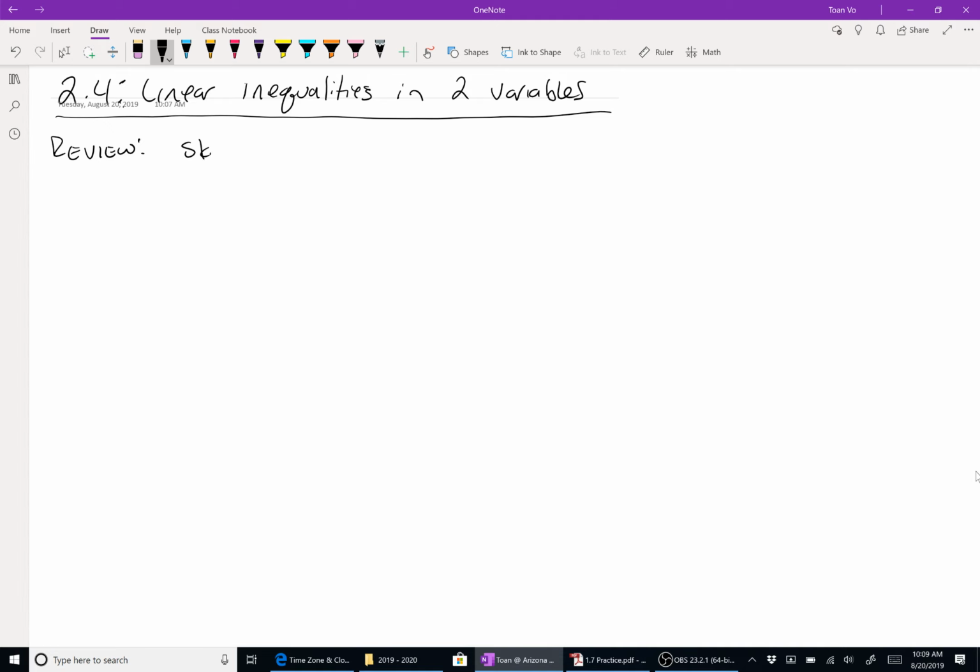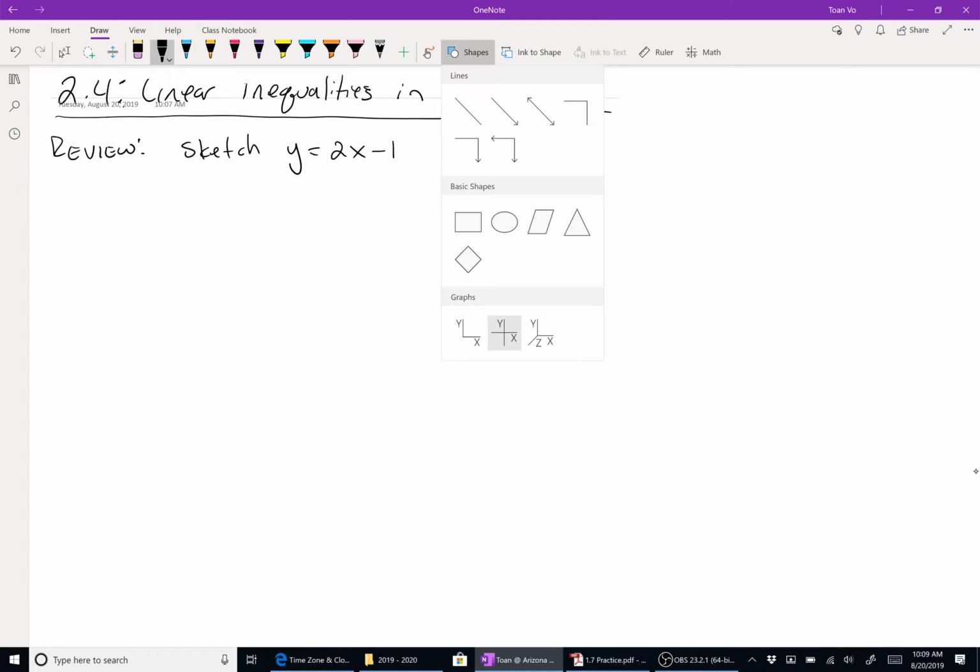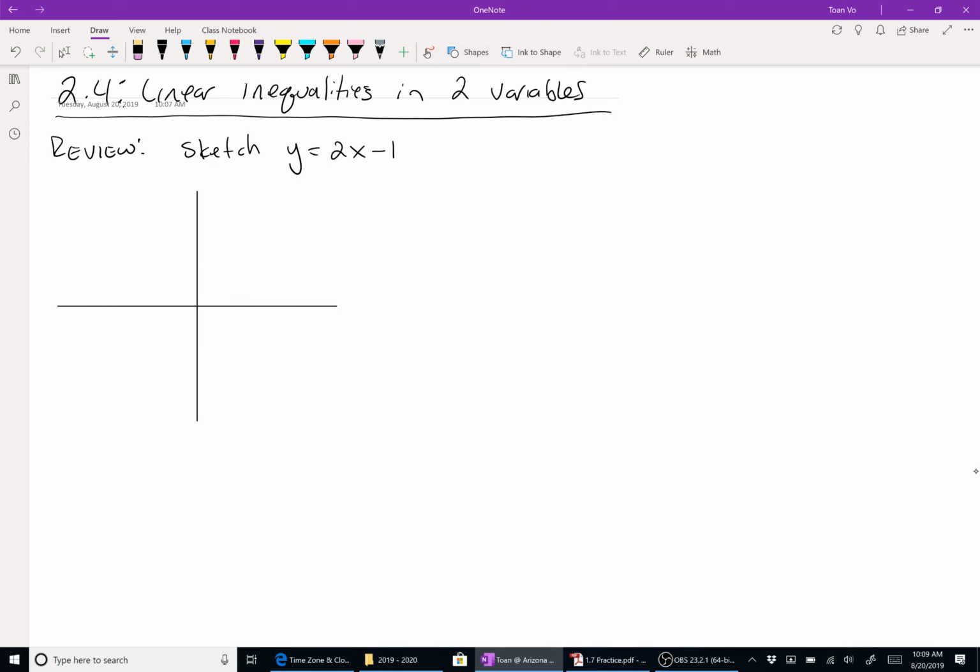Say, sketch y equals 2x minus 1. Just a quick, simple linear equation. That's a sketching problem. It's in slope-intercept form, so I don't need to solve for y. I'll go ahead and plot down a coordinate system. Draw my tick marks. And the idea is that this very last number here is your starting point.